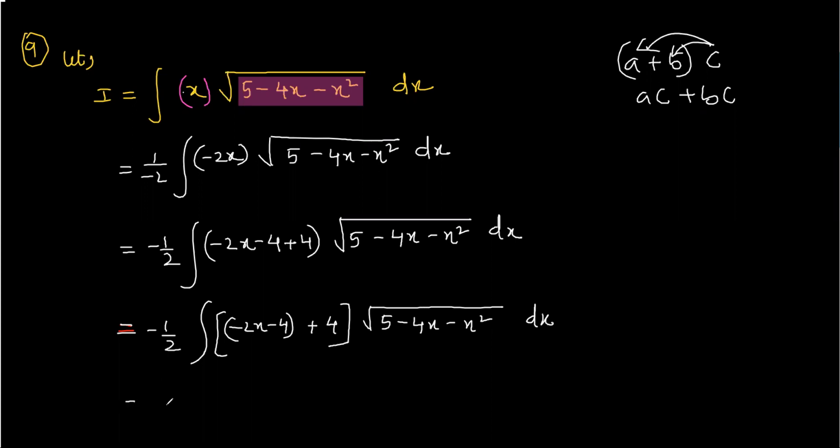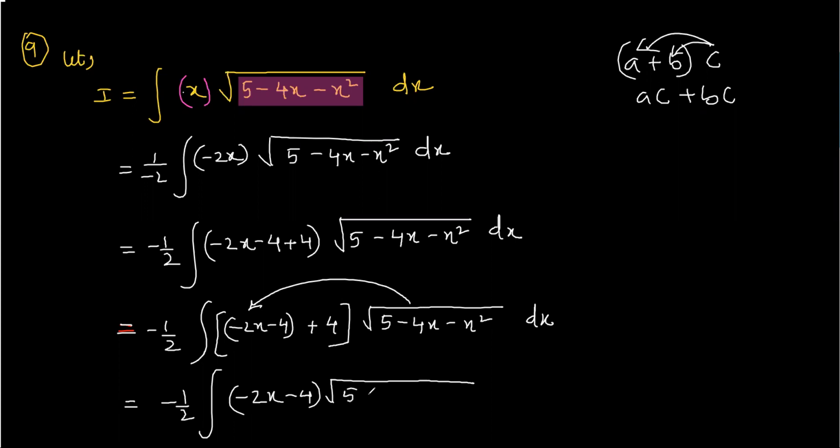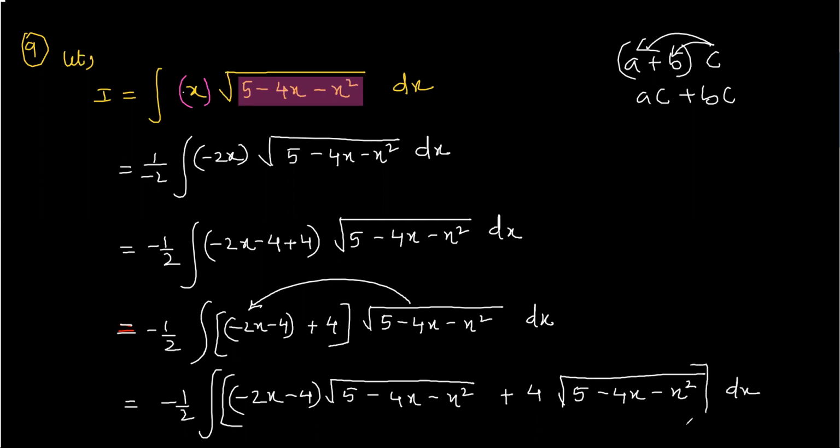Now I multiply this inside, so minus 1 by 2, and then see this multiply. When I multiply, I get minus 2x minus 4 into the square root of 5 minus 4x minus x square, because I multiply with the derivative here, plus 4 into the square root of 5 minus 4x minus x square dx. Okay, then the next step is I will now write separate integrals.